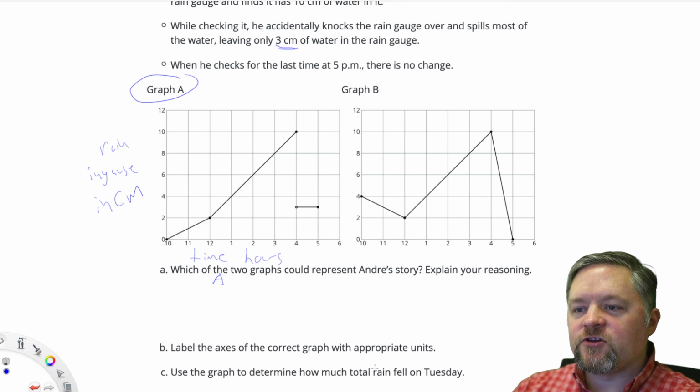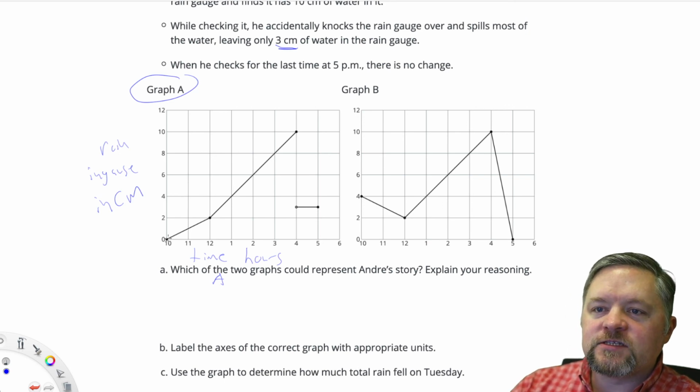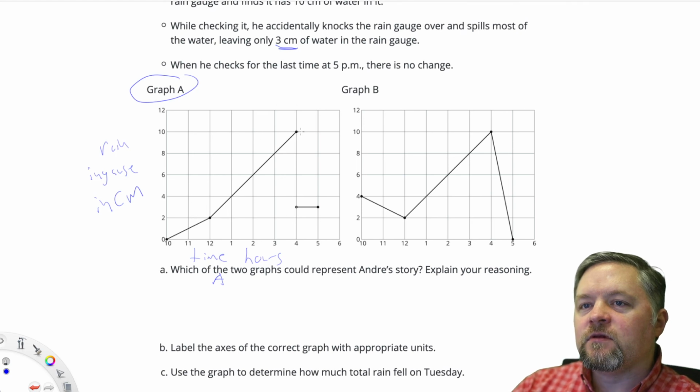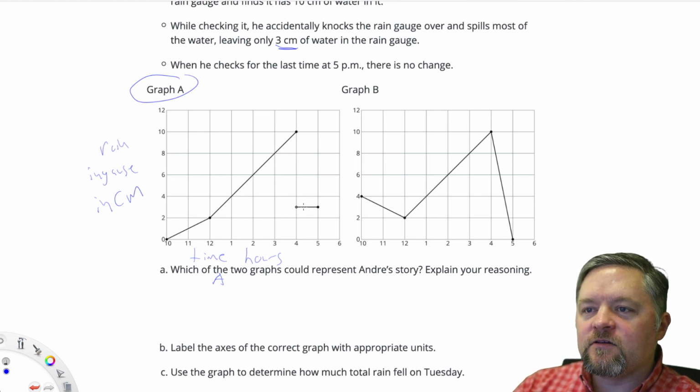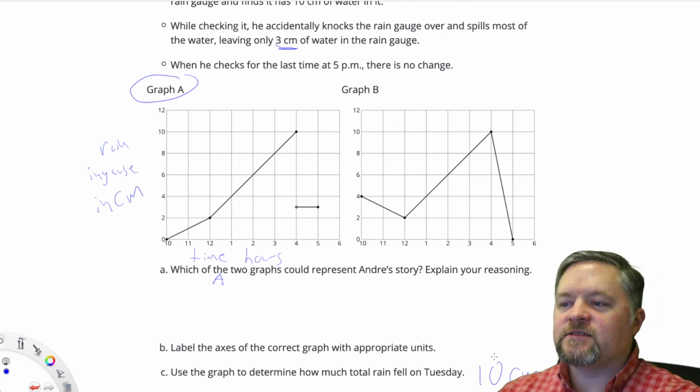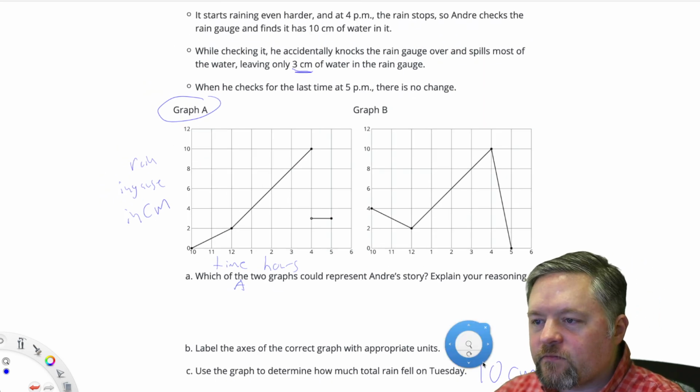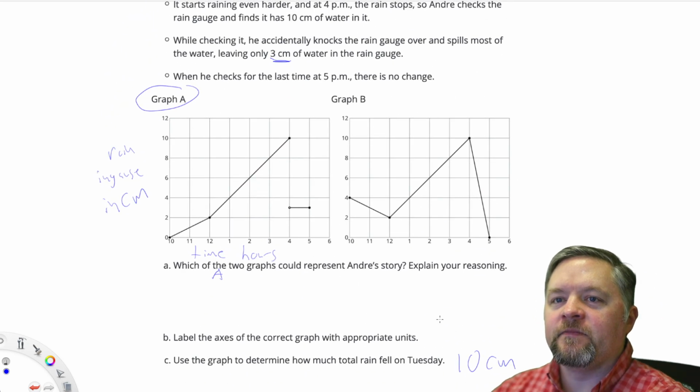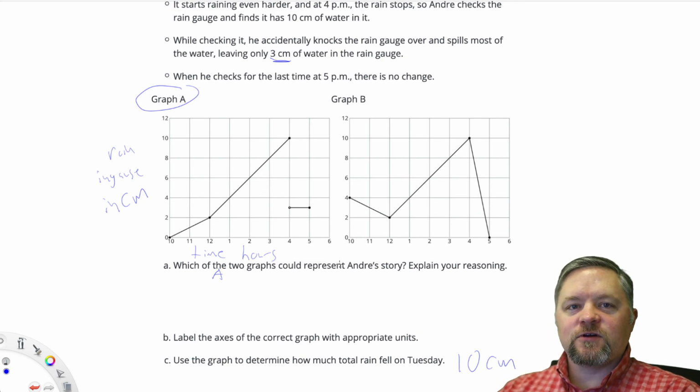Use the graph to determine how much total rain fell on Tuesday. Well, it started at 0, made it to 10, no more rain fell afterwards, even after he spilled it. So how much rain fell? 10 centimeters. It's our last one, right? Yep. Okay, that was our last question for today.